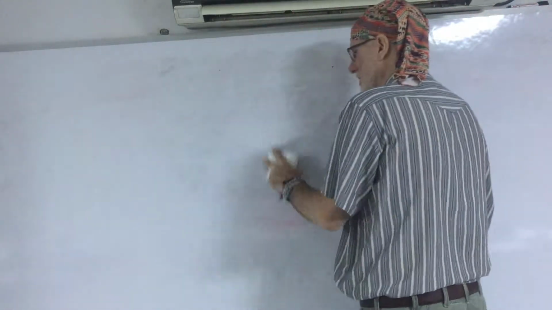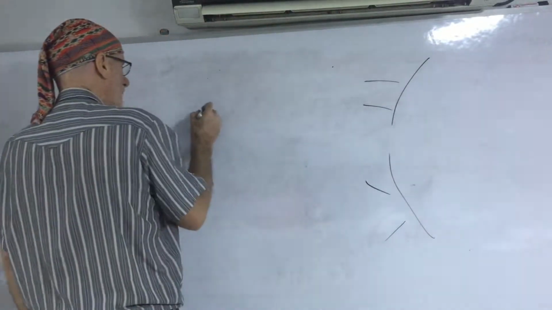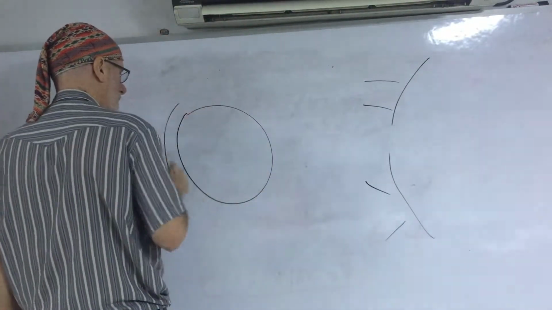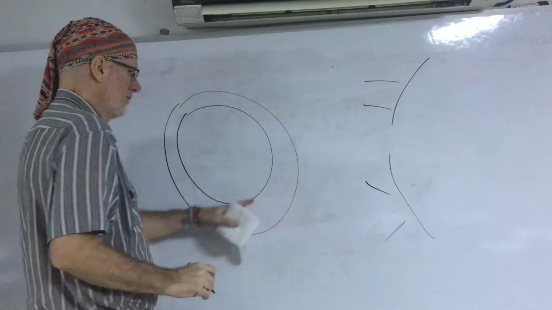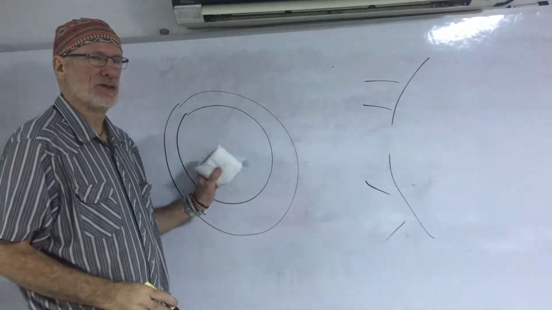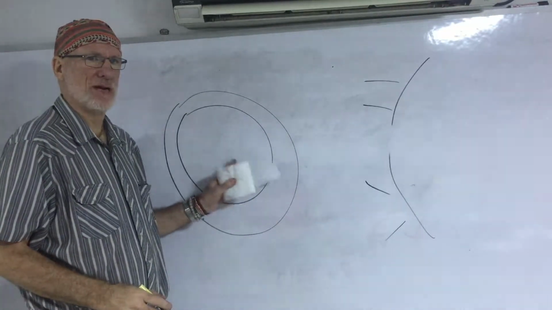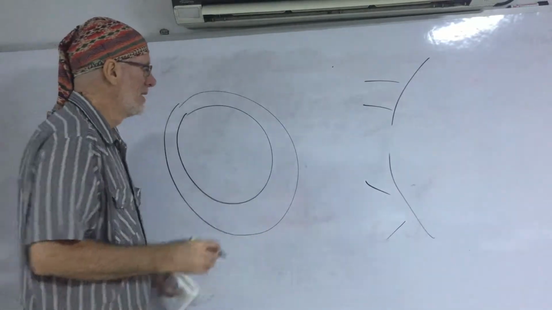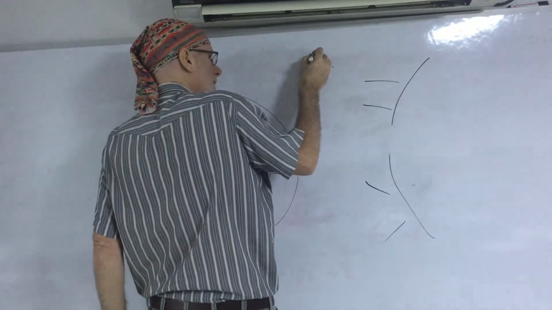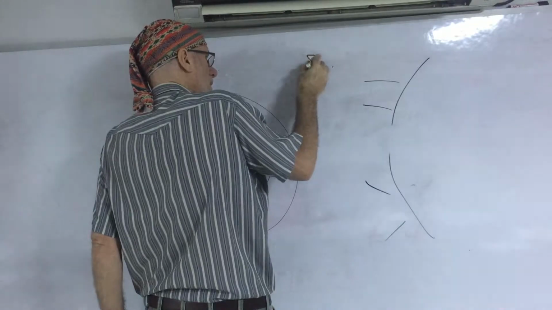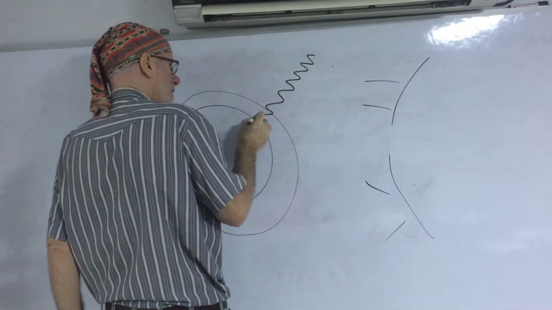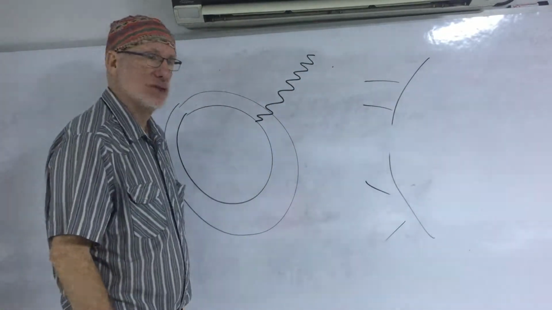Okay? Well, what happens is this. Here's the earth. Here's the atmosphere. This is not drawn proportionally. The sun comes in, right? The light comes in. It's a wave. Light's a wave, right?